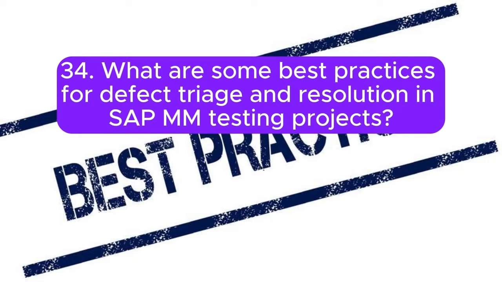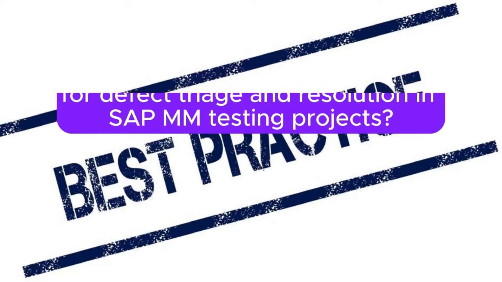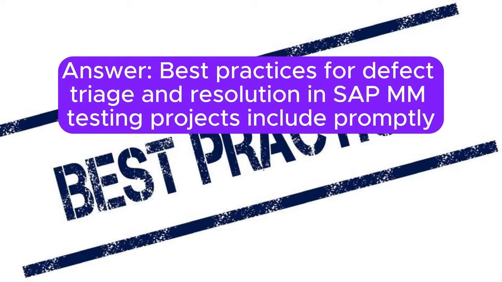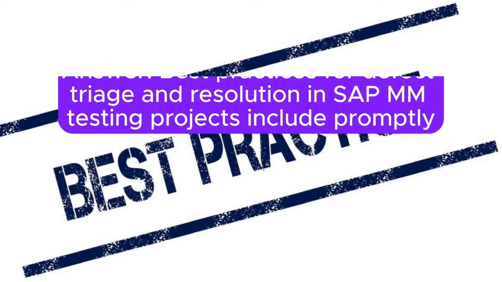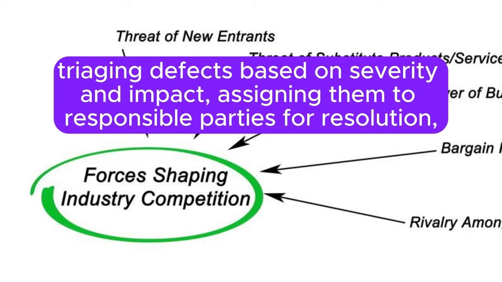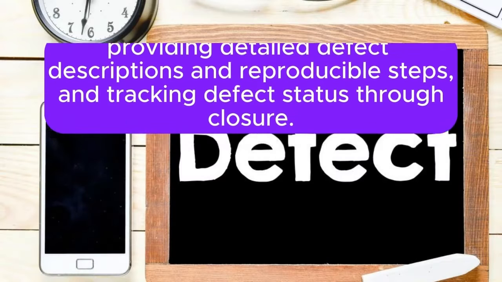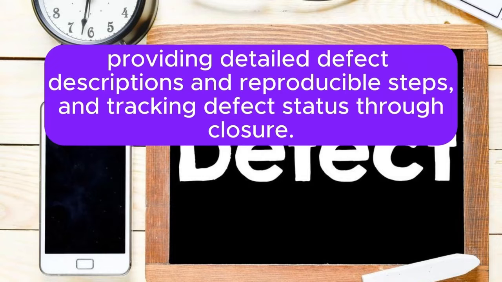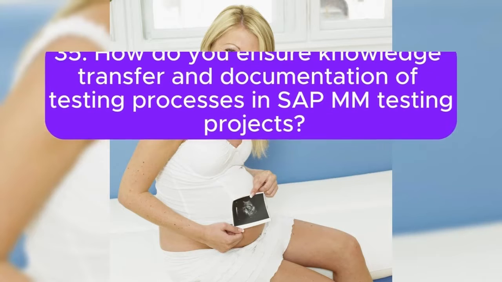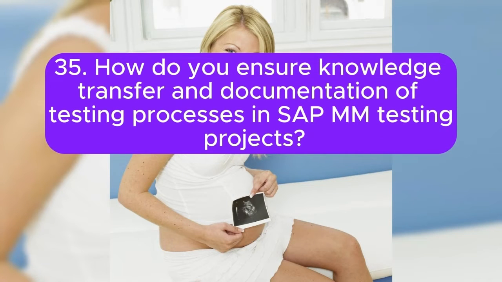34. What are some best practices for defect triage and resolution in SAP MM testing projects? Answer. Best practices for defect triage and resolution in SAP MM testing projects include promptly triaging defects based on severity and impact, assigning them to responsible parties for resolution, providing detailed defect descriptions and reproducible steps, and tracking defect status through closure.